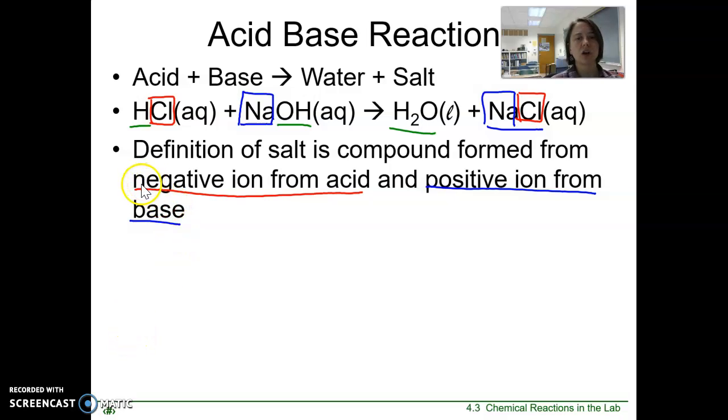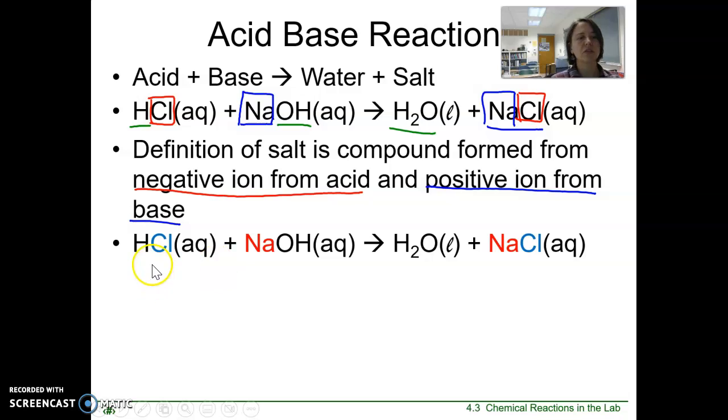So we know the salt is the negative ion from the acid, which is over here, and the positive ion from the base, which is the positive ion, and that comes from the base. And then if we look at the other elements, we have hydrogen from the acid, hydroxide, OH from the base, and you get HOH or H2O.